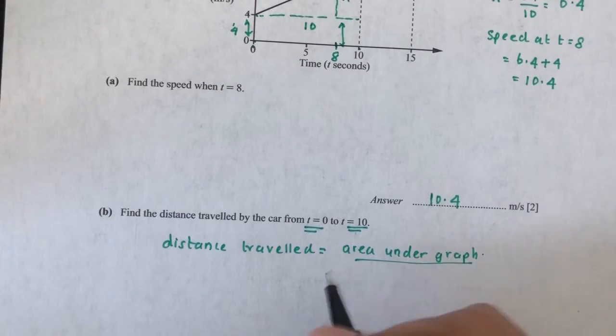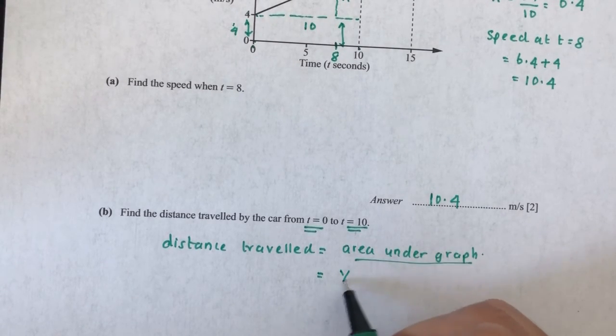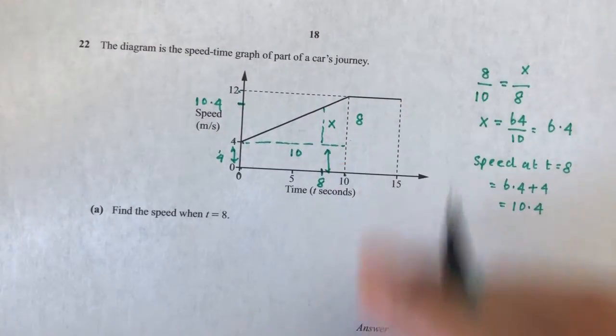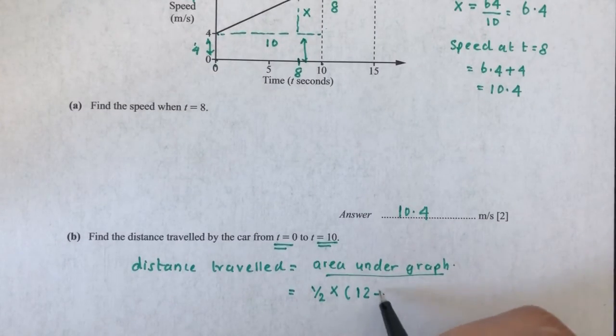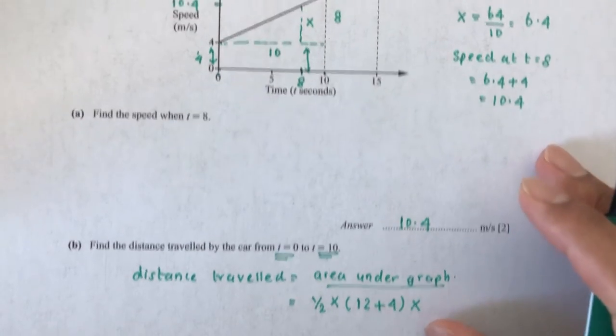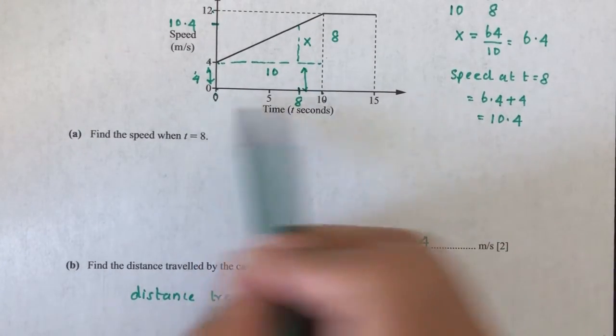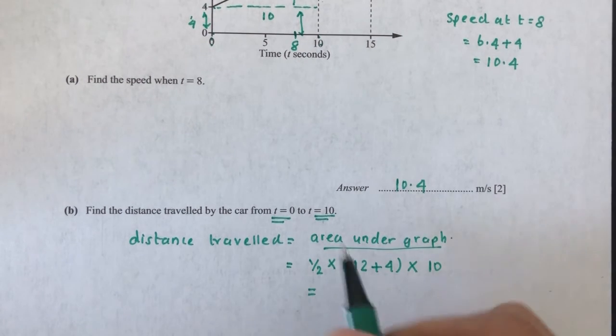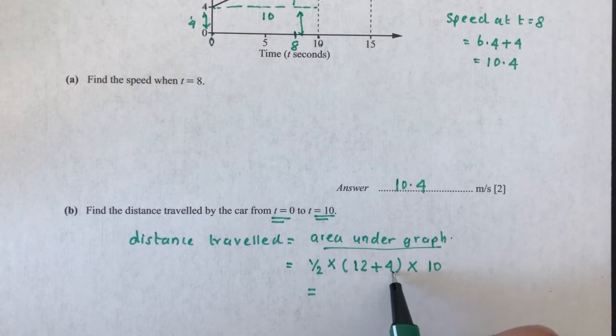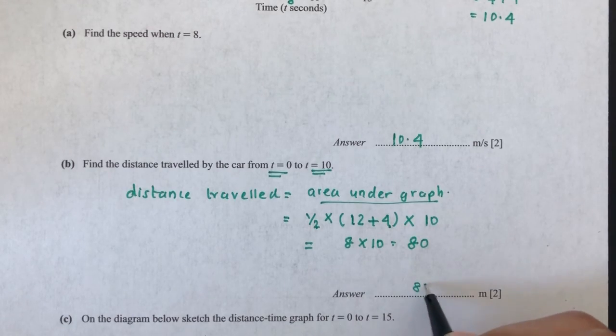Okay. So the area of a trapezium will be half times the sum of both sides. We'll have side 1, which is 12, and side 2, which is 4, so plus 4, times the height in between, from 0 to 10, which is 10. Okay, so now we have to simplify. What is 12 plus 4? It is 16. 16 divided by 2 is 8. 8 times 10 is 80. So part B is 80 meters.